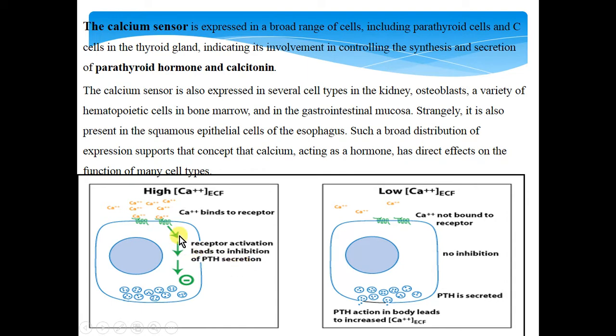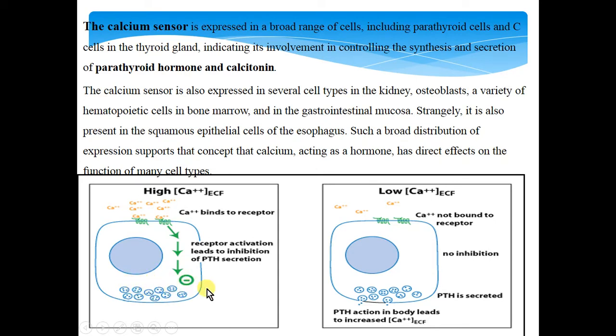This occurs through activation of inhibitory second messengers: activation of phospholipase C and then diacylglycerol and inositol triphosphate. At the same time there is inhibition of adenylate cyclase and inhibition of cyclic AMP, which leads to inhibition of the release of the hormone.